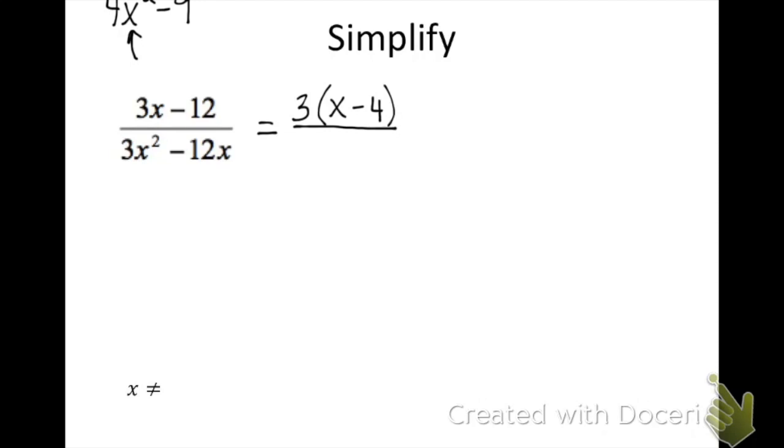On the bottom, same thing, but now my greatest common factor is 3x. If I divide 3x squared by 3x, I just have x. And then negative 12x divided by 3x is negative 4.